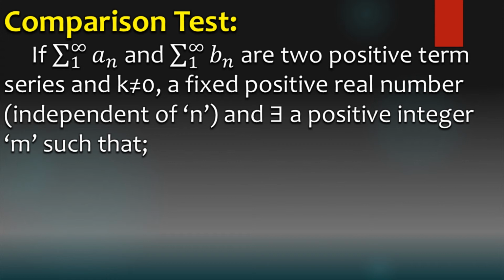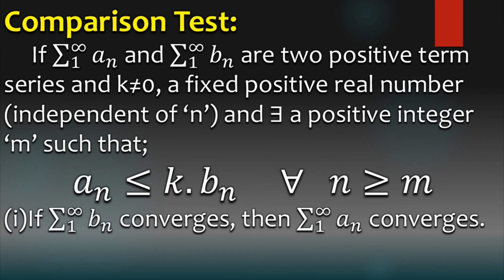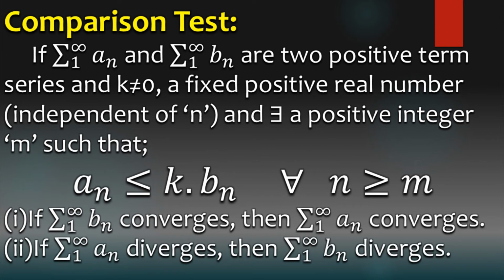If an and bn are two positive term series and k is a fixed positive real number, not equal to 0, independent of n, and there exists a positive integer m such that an is less than or equal to k into bn for all n greater than or equal to m. If the series bn converges, then the series an converges. And if the series an diverges, then the series bn diverges. You have to memorize these rules.